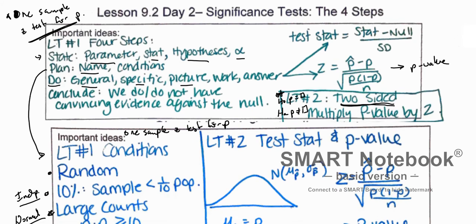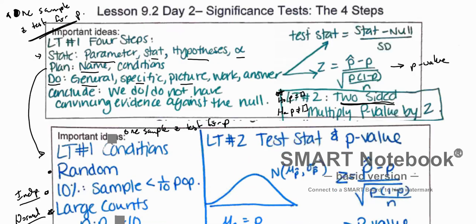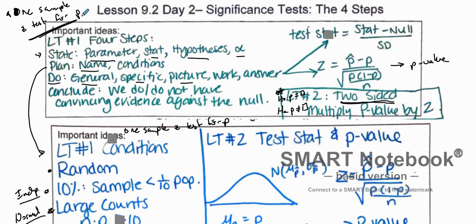So here are the notes. You probably want to write these down, on how to construct a significance test for p, a z-test for p.